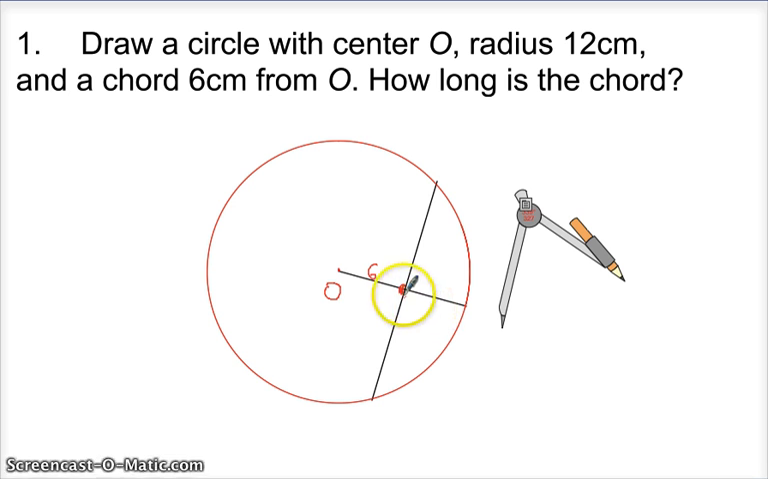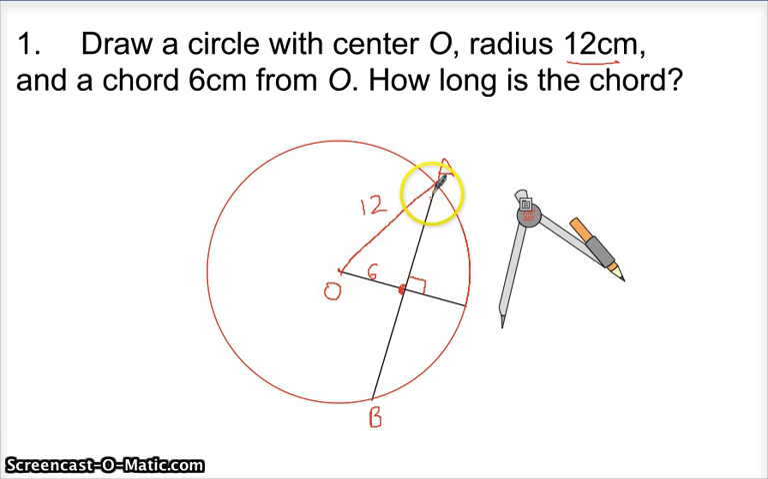Now the question is, how long is that? If we know this is 6 and we know this is really perpendicular, so even if it's not, let's pretend it is, the question is, how long is the chord? How long is it from point A to point B? I'm going to do it this way. I know this is perpendicular. I know this is 6. I know how far it is from O to A. How far is it from O to A? Oh, wait, that's the radius of the circle.